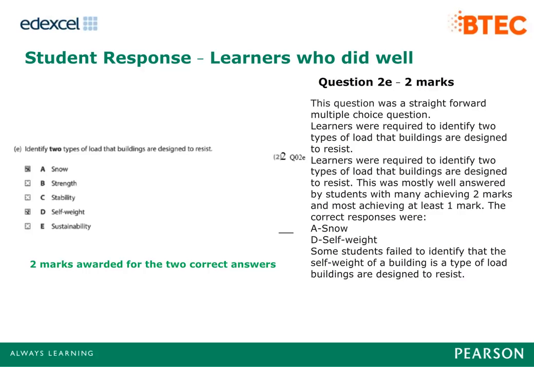The correct responses were A. Snow, D. Self-weight. Some students failed to identify that the self-weight of a building is a type of load buildings are designed to resist. The learner response shown was awarded 2 marks for the 2 correct load types.